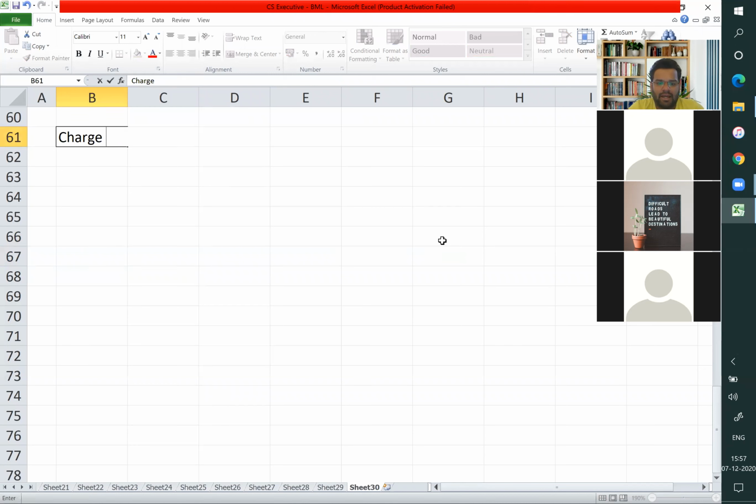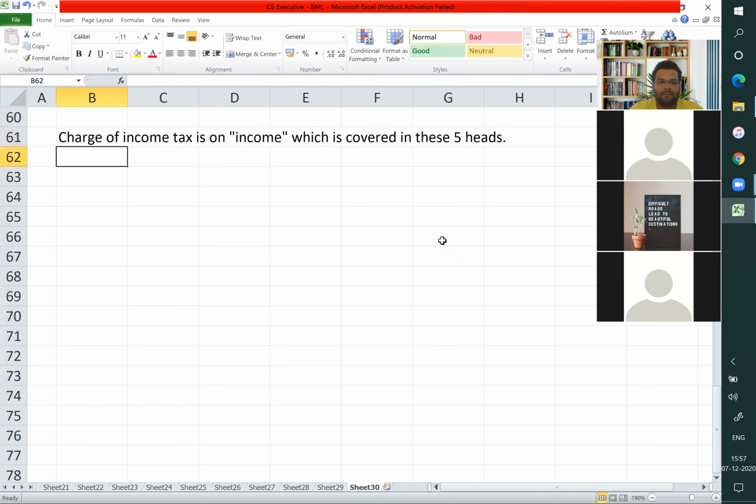Charge of income tax. Charge of income tax is, of course, on income which is covered in these five heads. So there will be income tax charged on income of the assessee if it is covered in these five heads. Which are those five heads of income? Be careful, write properly. A. Income from salaries. B.